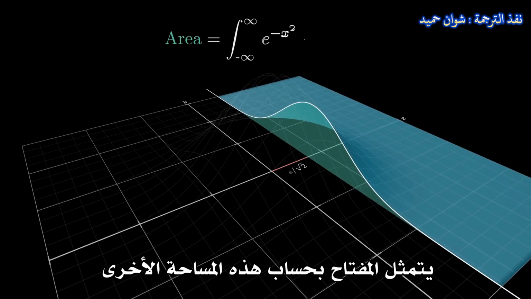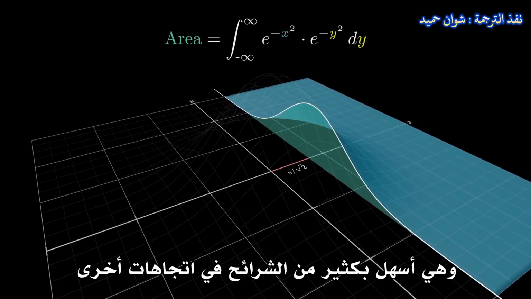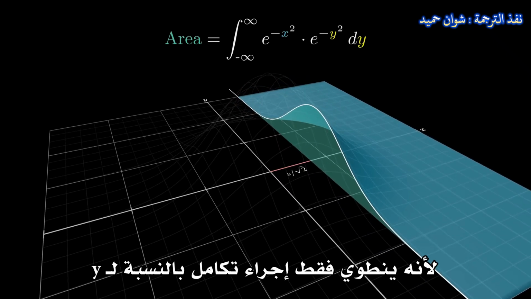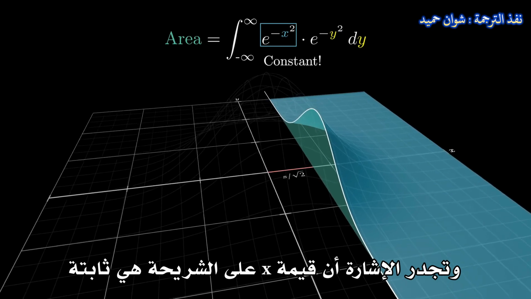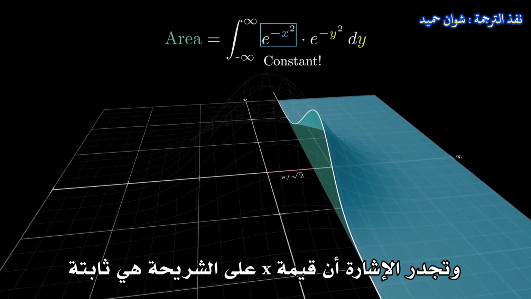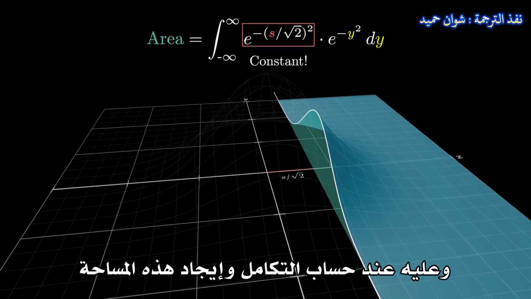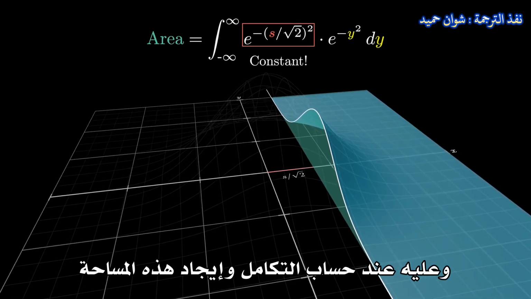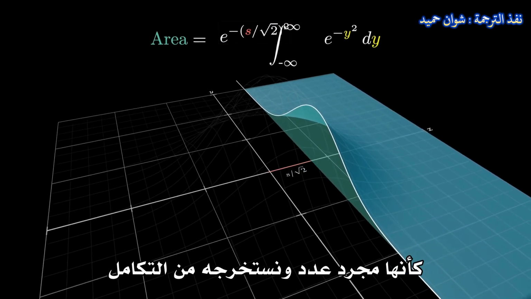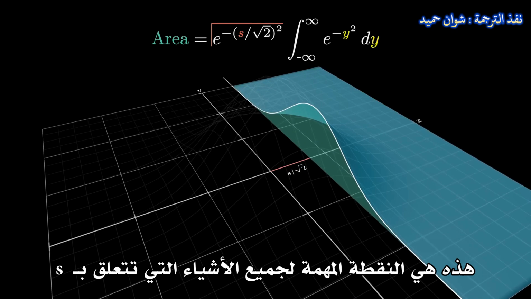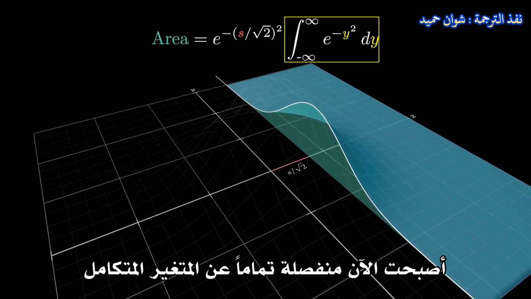The key is that computing this other area of a slice parallel to the y-axis is much easier than slices in other directions, because it only involves taking an integral with respect to y. The value of x on this slice is a constant. Specifically, it would be the constant s divided by the square root of 2. So when you're computing the integral, finding this area, all of this term here behaves like it was just some number, and you can factor it out. This is the important point. All of the stuff that's involving s is now entirely separate from the integrated variable.